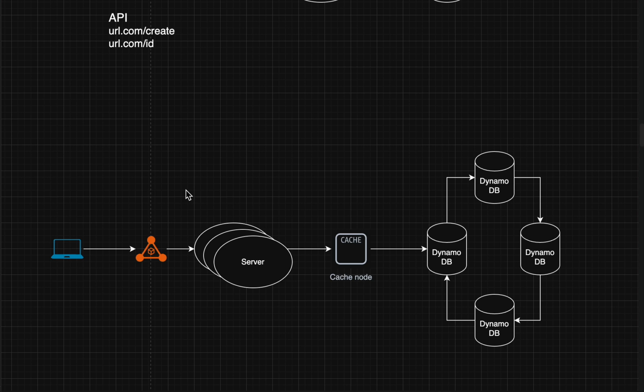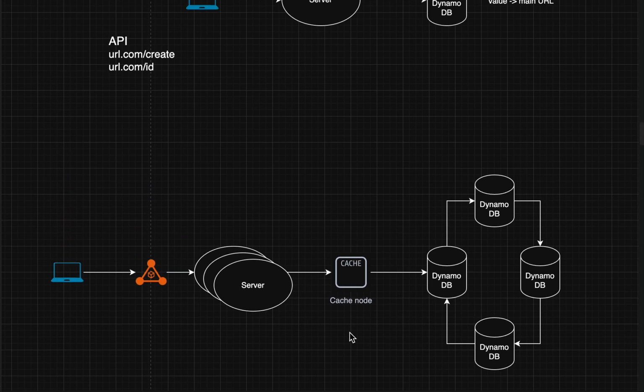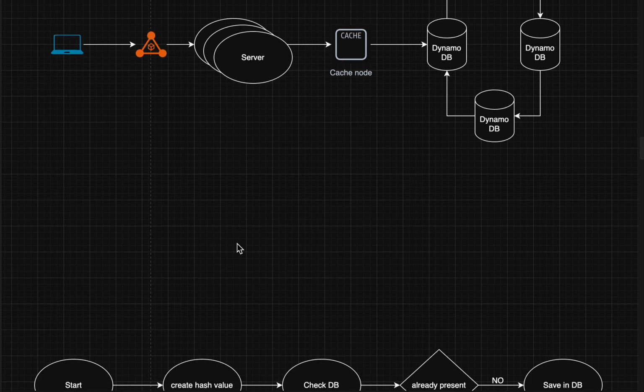multiple instances of the particular server, and a cache node, because we don't always want to hit our database for getting the most frequently hit URLs. So the cache node is a must. I think this design looks fine. Now we'll see how we can save this ID and value.